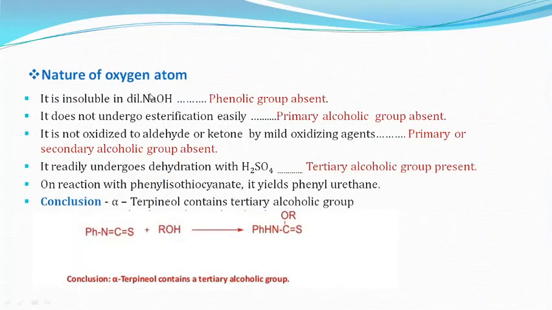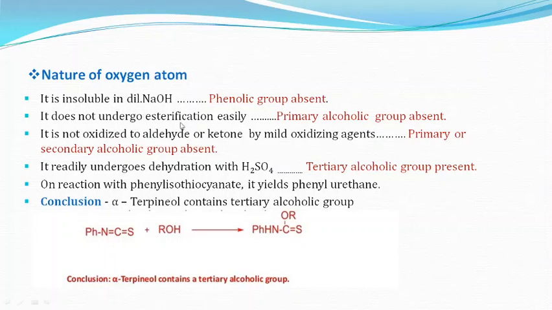Next we come to the nature of the oxygen atom. By simple chemical analysis, we can see that there is 1 oxygen atom present. It is insoluble in dilute NaOH. This means that there is no phenolic group in alpha terpineol. Secondly, it gives a red color with ferric ammonium nitrate. This means that an alcoholic group is present in alpha terpineol.